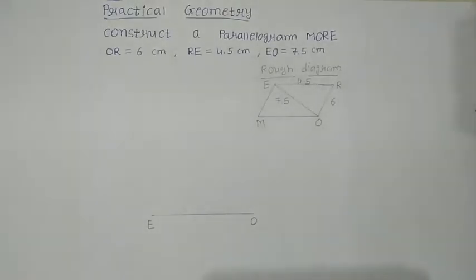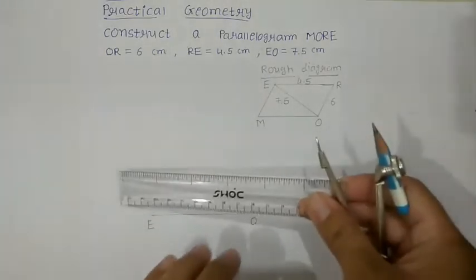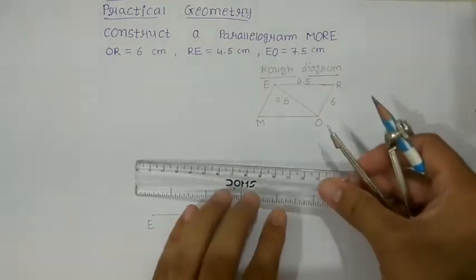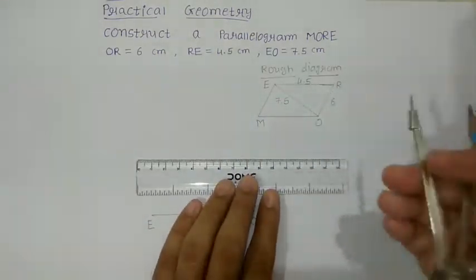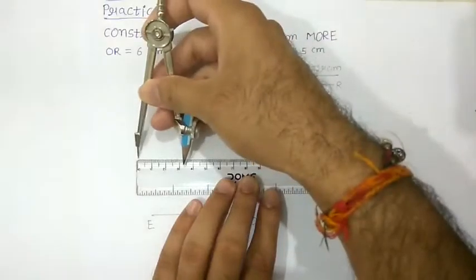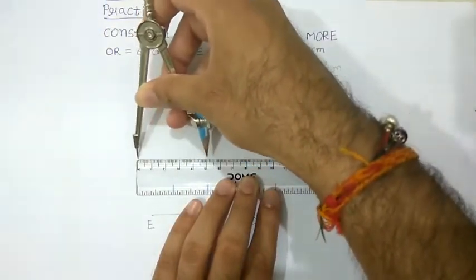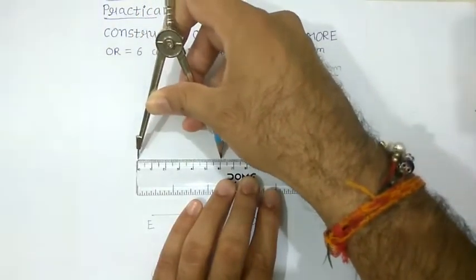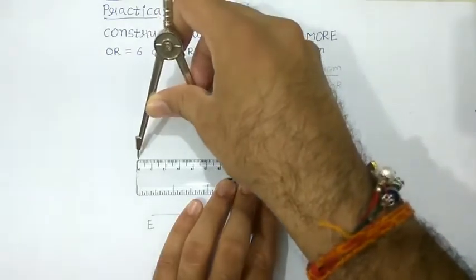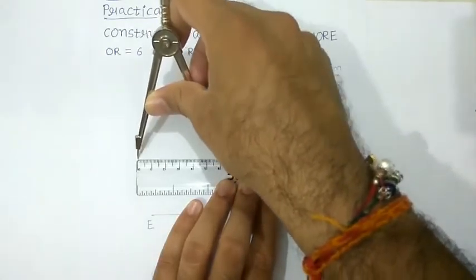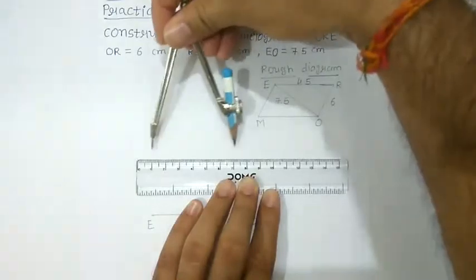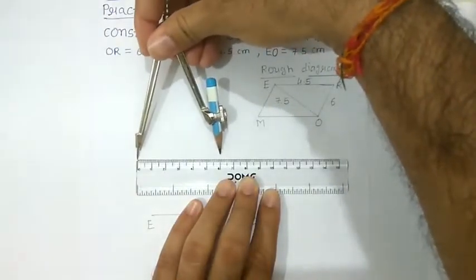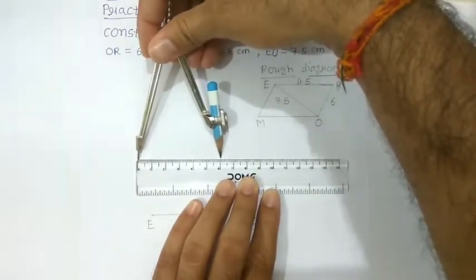So by using the compass, now you know that we can draw an arc, and using that arc, this is the scale. How much distance we have to take? 6 centimeter. So this is our 0. This is the distance of 6 centimeter, right? So here you can notice that 0 and 6, right?